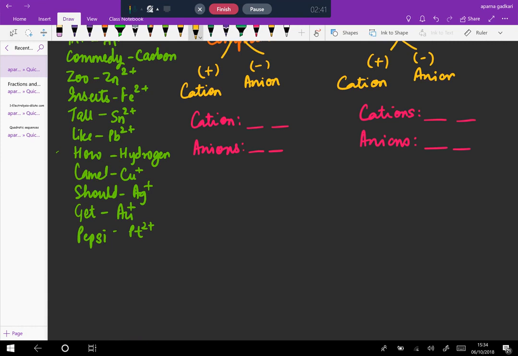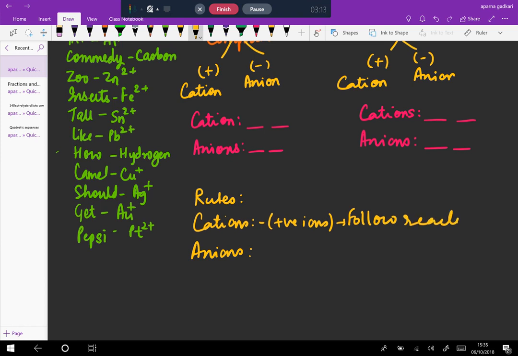We know there are rules to be followed by the ions. So let us understand what are the rules that are followed by the cations and the anions when it is about electrolysis of aqueous ionic compounds. Now always remember, all the cations, that is the positive ions, they always follow the reactivity series.